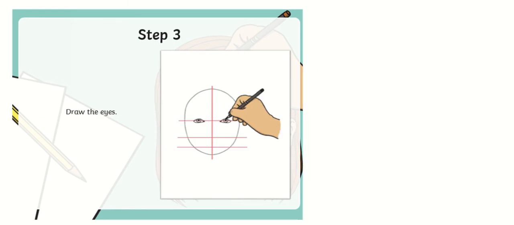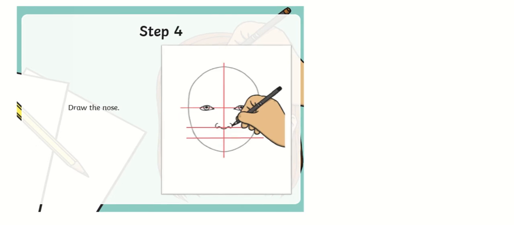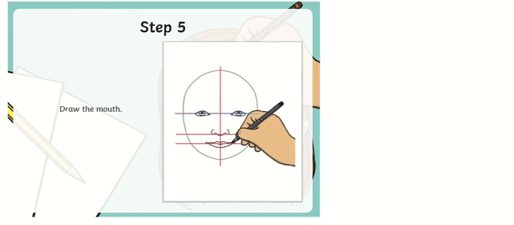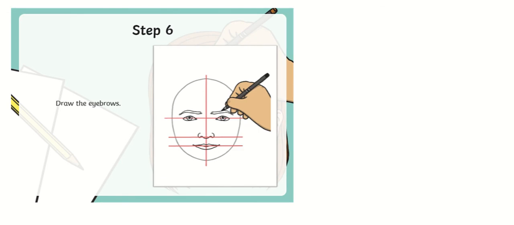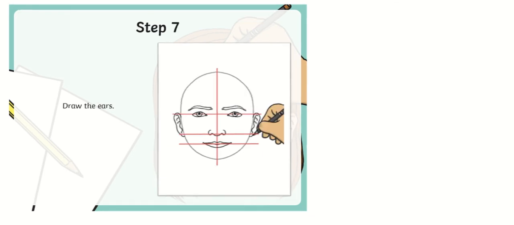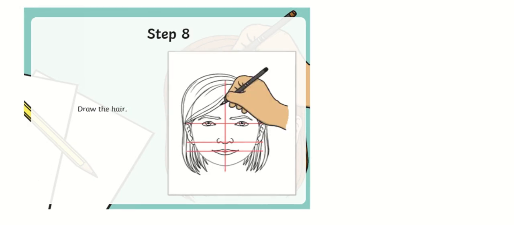Step three, you're going to draw the eyes. Step four, you're going to draw the nose. Remember, referring back to your mirror or to your photograph. Step five, you're going to draw the mouth. Step six, you can draw your eyebrows. Step seven, you can draw your ears, looking carefully where they are on your face. And step eight, you can add your hair.